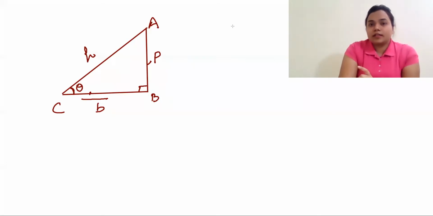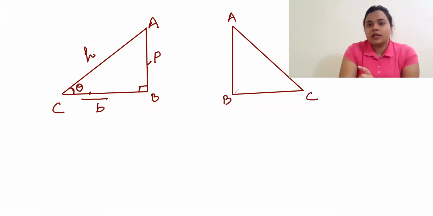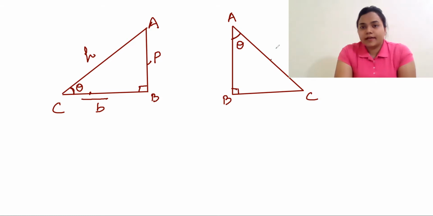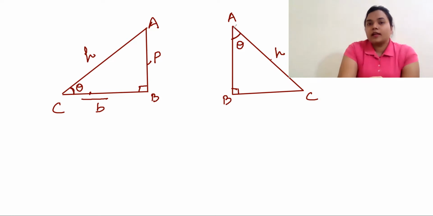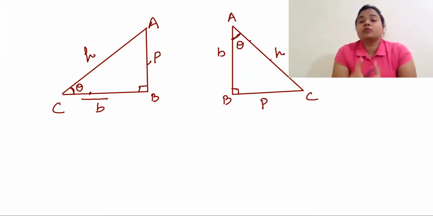Let us take another example. This is another right angle triangle. Let us name it the same, ABC, and this is 90 degree. In this case, suppose this is theta. The side opposite to 90 degree is the hypotenuse, so AC is clearly the hypotenuse. Now in this triangle, AB is the side that contains theta. Theta is between the hypotenuse and one side, so that side becomes the base and the other side becomes the perpendicular. Clear?